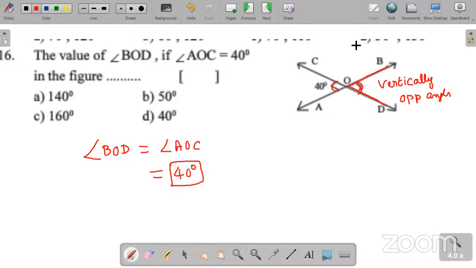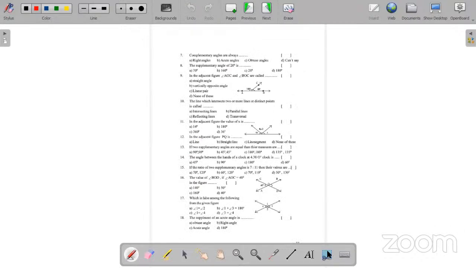Yes, Nana. Wonderful. Good job. So what is the right answer? 40 degrees. Yes, Nana, D is the right answer. You are absolutely correct. Okay. Next question.